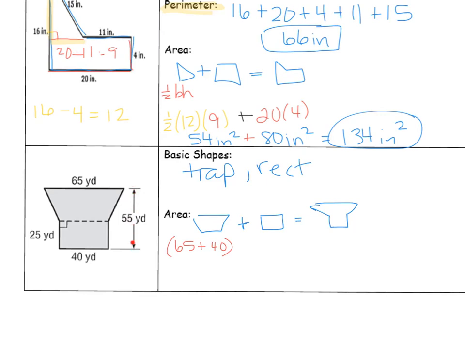55 is the height of the entire shape. So we need to find the height of just the trapezoid. And I'm sure you all know how we're going to do that, but we have 55 minus 25. 30, so then we can even add that in here. There we go, 30 yards. So then that can transpire over to our work, divide by 2, and then we're going to add the area of a rectangle, which is just 25 by 40. Go ahead and calculate that, and we will check your answer. I'll give you just a few minutes.